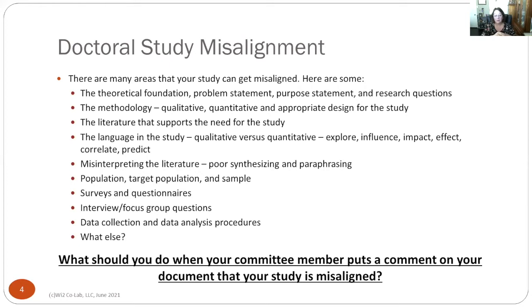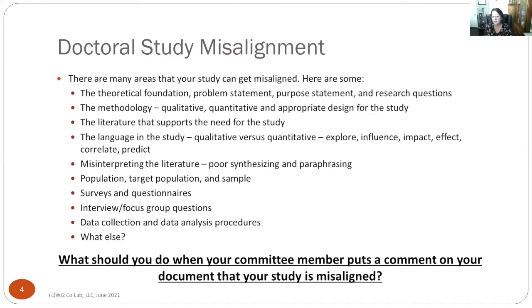Population, target population, and sample. There is no sample population. So your population might cause you to be in misalignment with your target population and sample. Your surveys and questionnaires may not be aligned to your research questions. Interview and focus group questions may not be appropriate to collect the answers to your research questions.